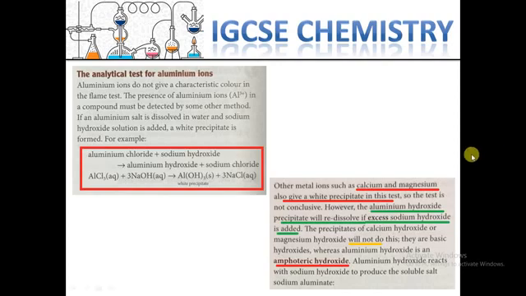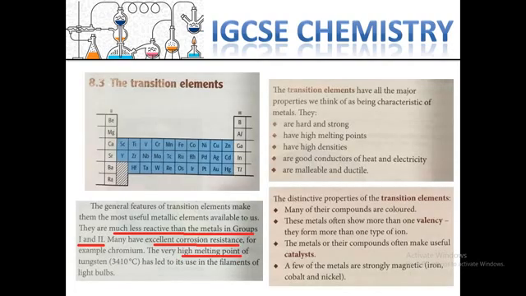This is also called amphoteric hydroxide. This behavior of aluminum is called amphoteric hydroxide. The next part is transition elements. Okay, we have moved to transition elements and are looking at more kinds of transition elements.